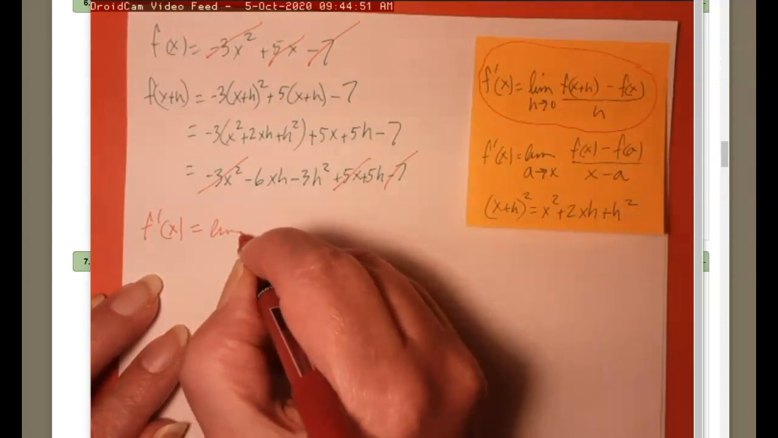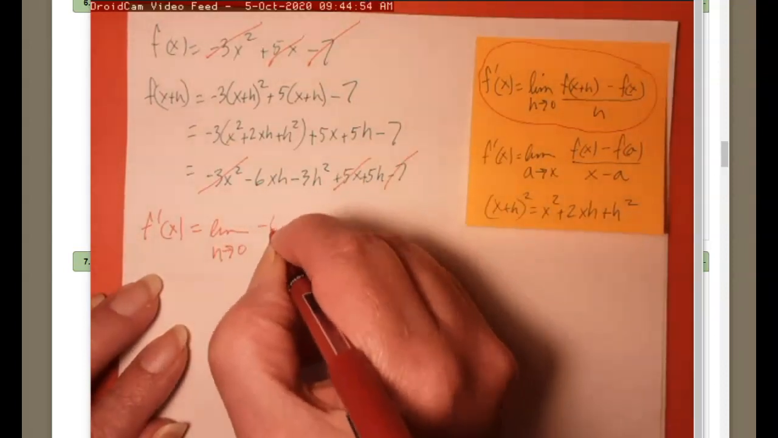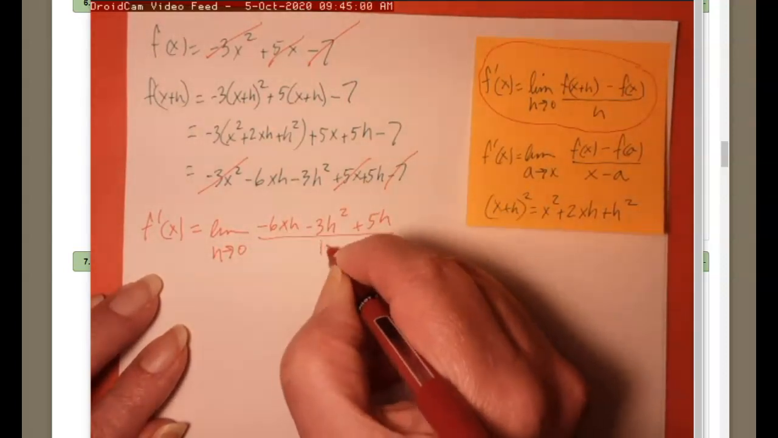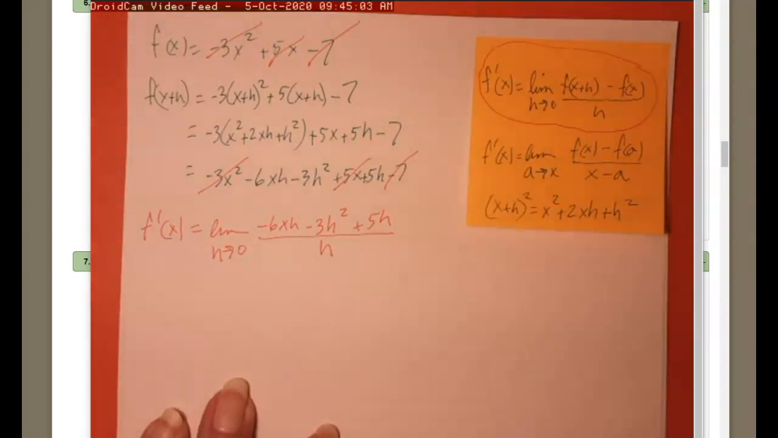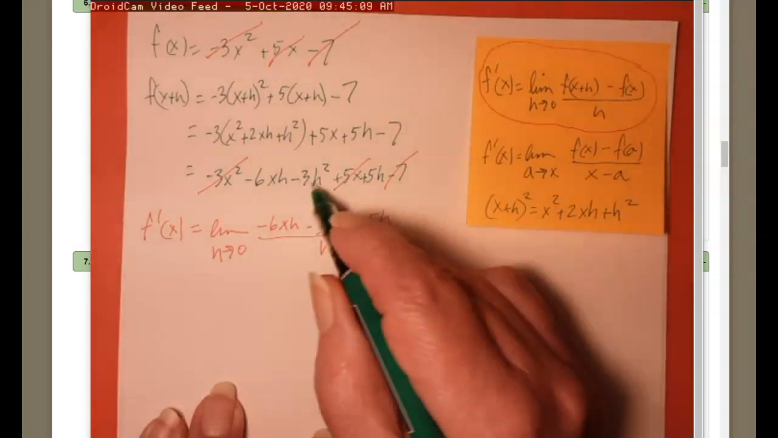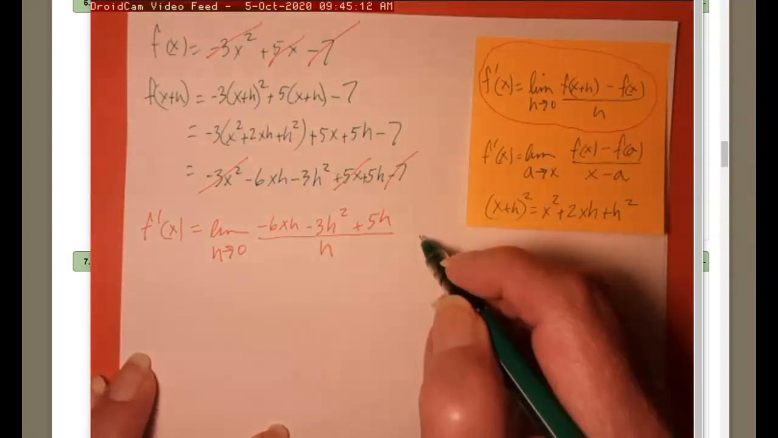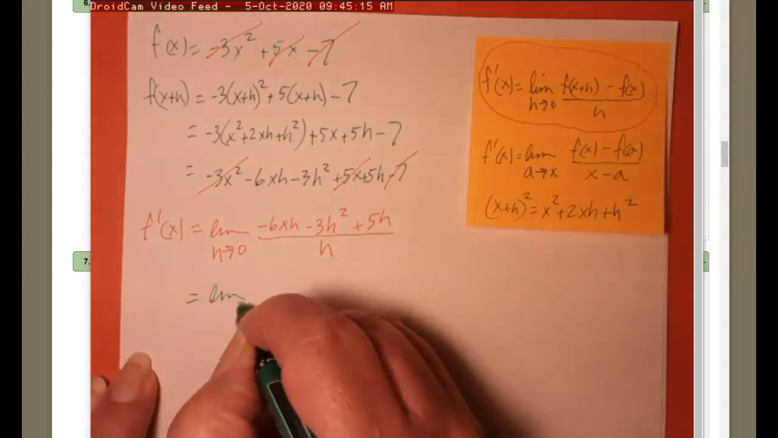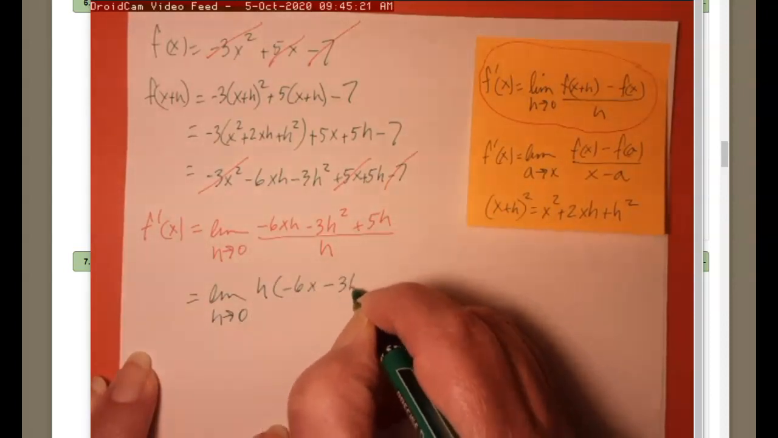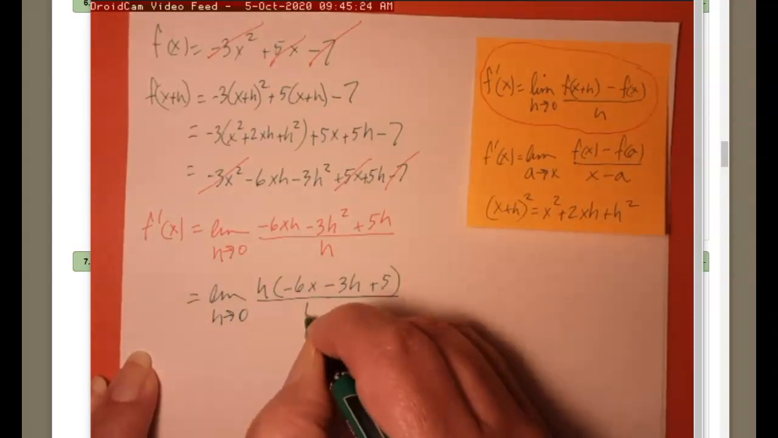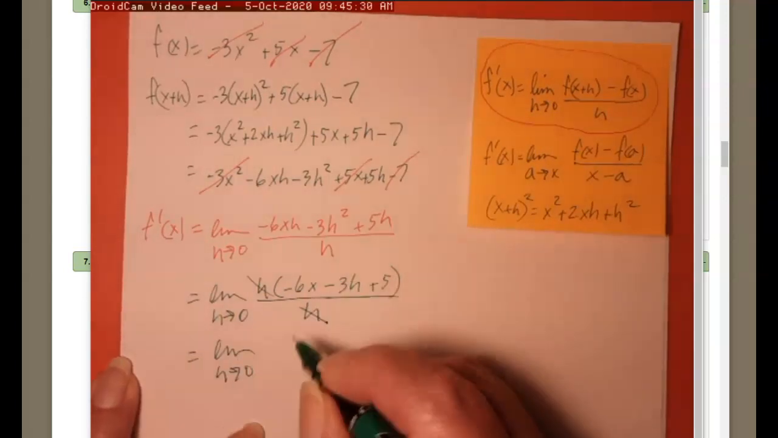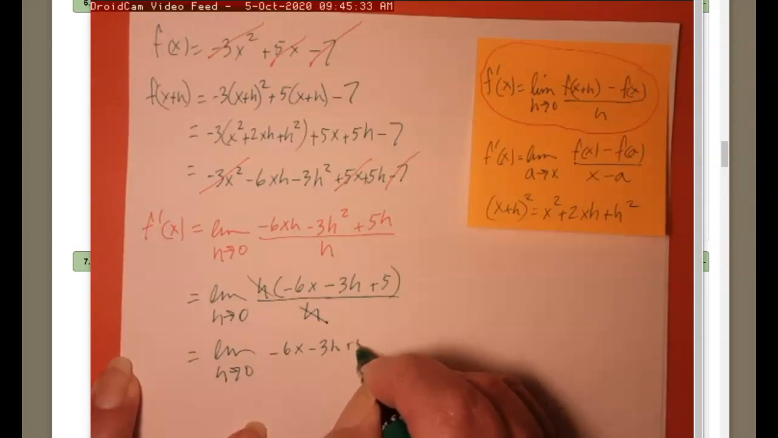the limit as h goes to 0 of negative 6xh minus 3h squared plus 5h, all over h. Now what I notice is that I have h in each one of these locations here. So I have 1, 2, 3 terms. They all share an h. So I could just go through and get rid of one of the h's. That's the same as saying, let's factor out an h on the top. So I have h times (negative 6x minus 3h plus 5). Now the h goes away, and I'm left with the limit as h goes to 0 of negative 6x minus 3h plus 5.